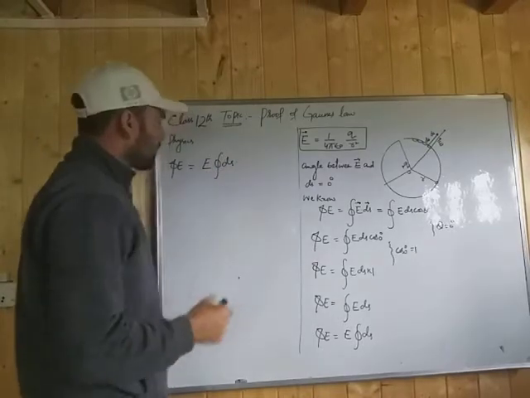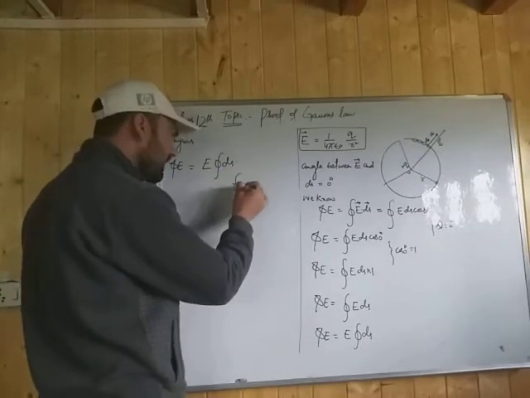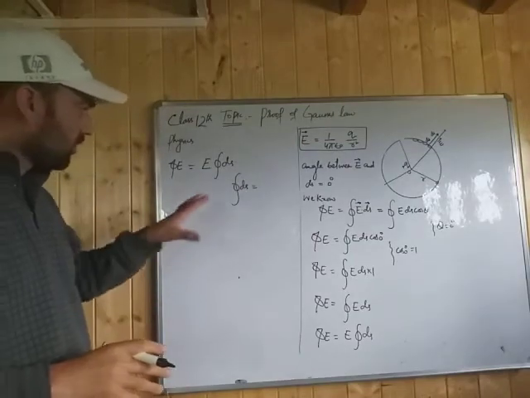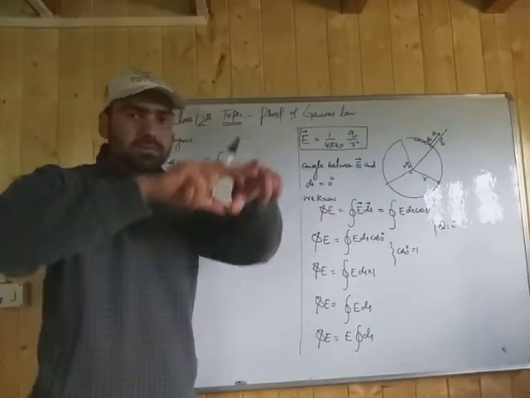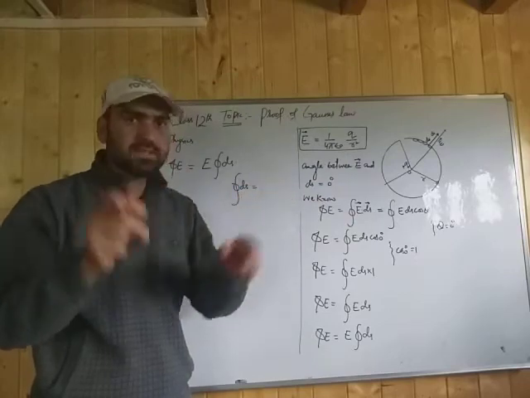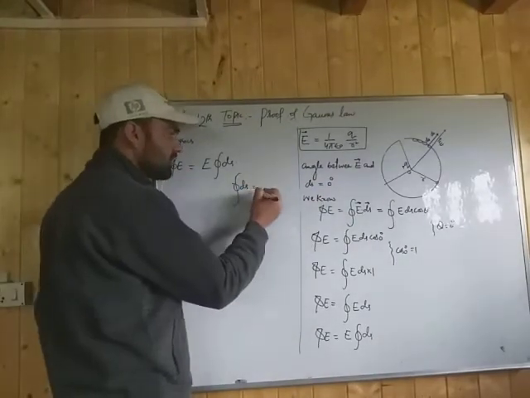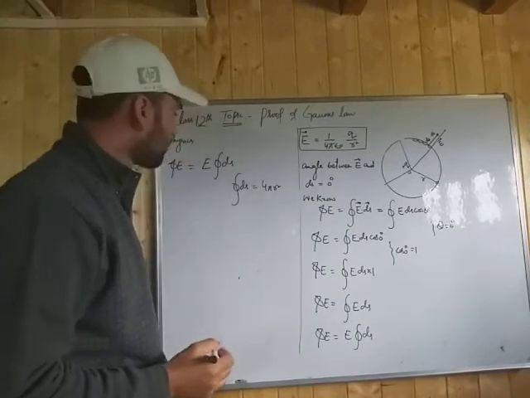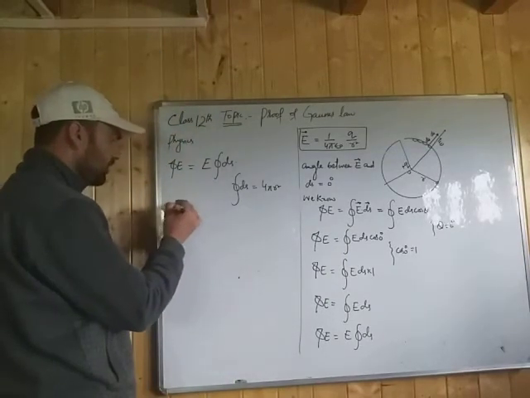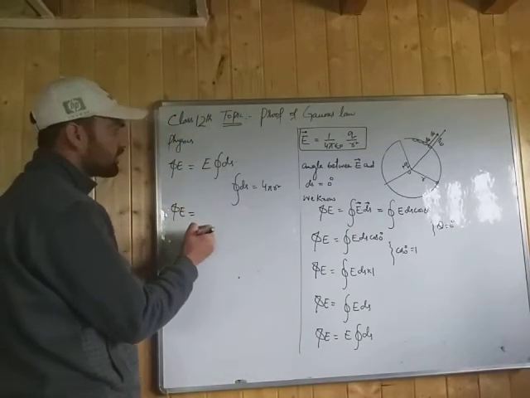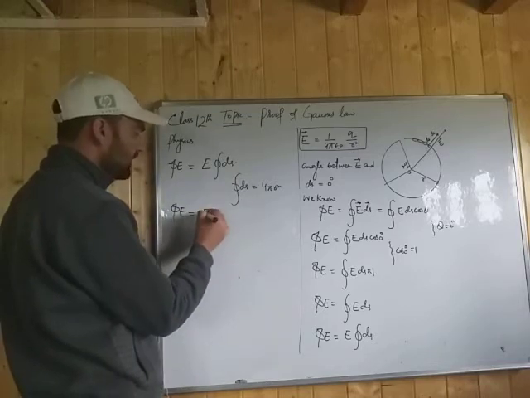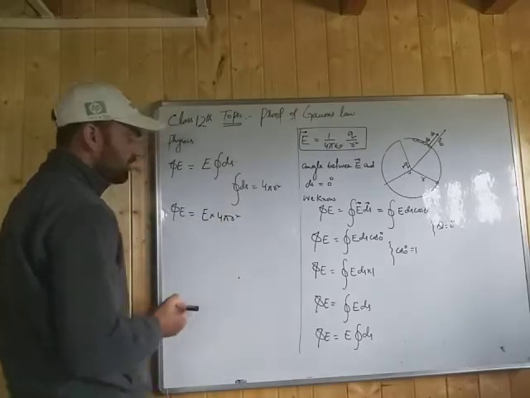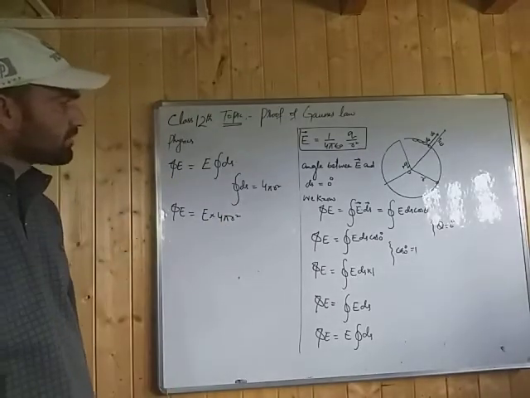But this closed integral of dS forms a sphere. So the surface area of the sphere is equal to 4 pi r square. Then we can write here phi E is equal to E, the electric field, into 4 pi r square.